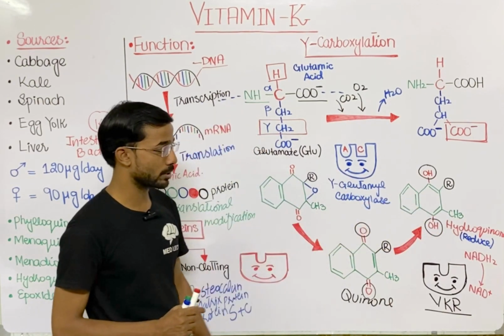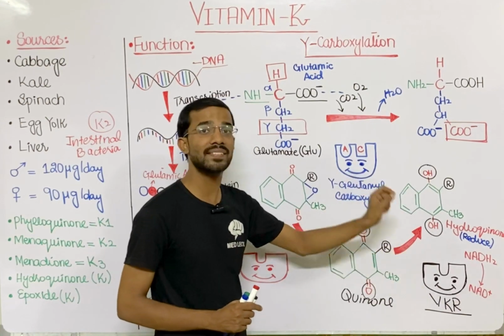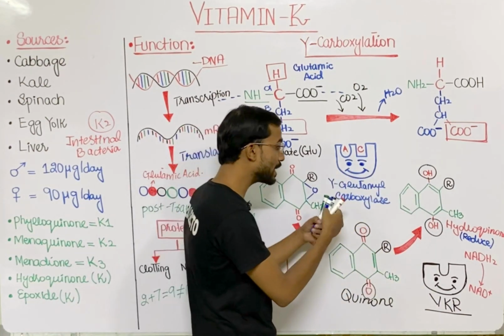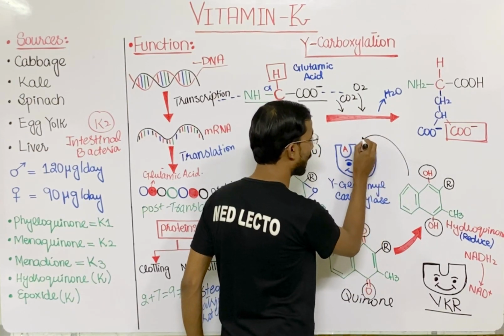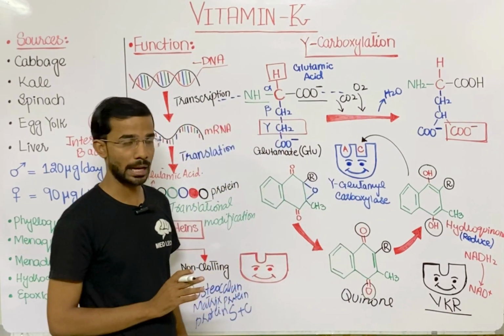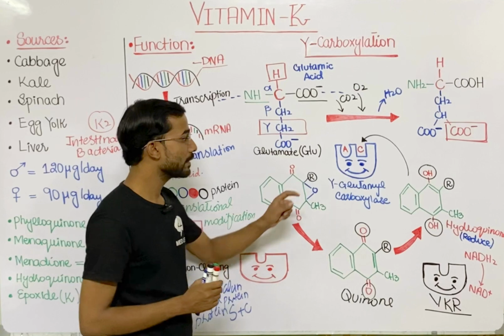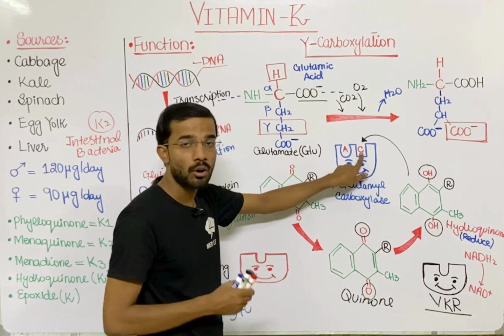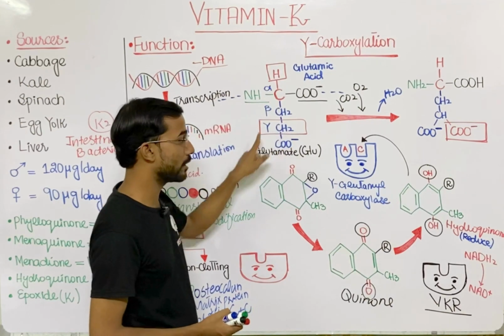Okay, that's the most important, and this is the active form. Hydroquinone is the reduced and active form. Now this form of the vitamin will attach to the enzyme, and that is the gamma glutamyl carboxylase enzyme. Okay, now our things have been ready, that is the cofactor, or you can say coenzyme. Second is the substrate, our glutamate residues.